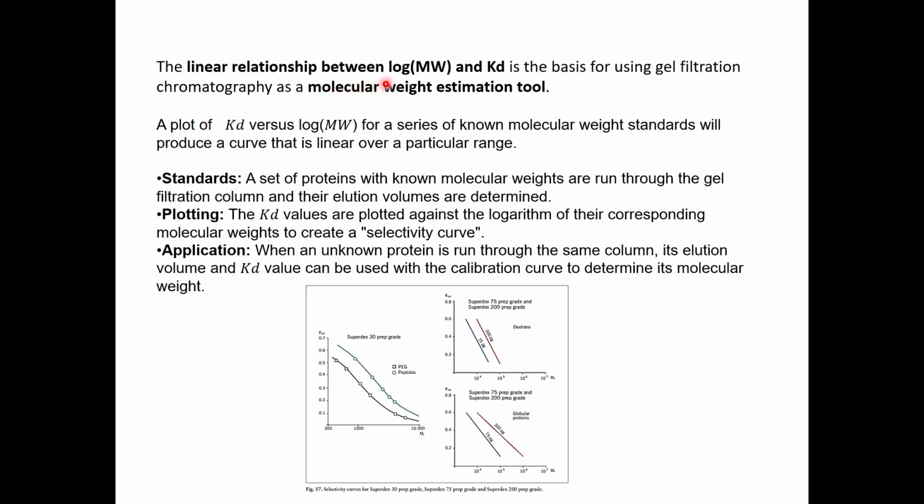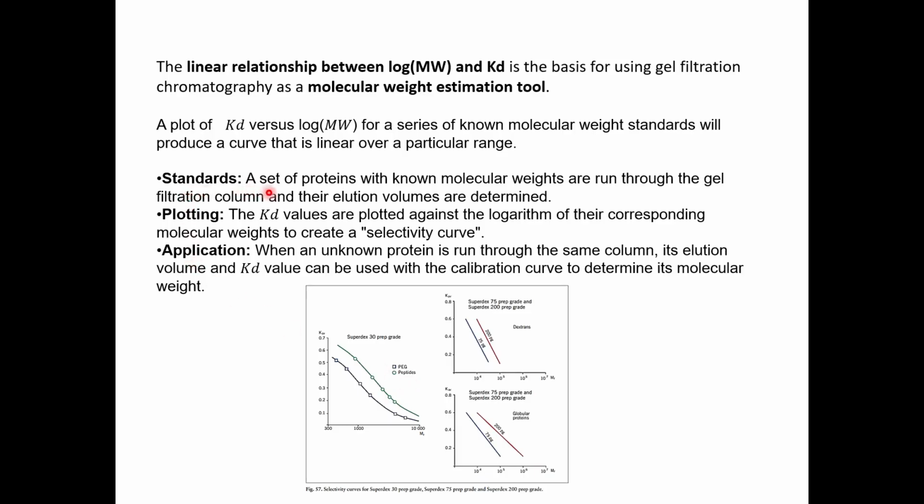The linear relationship between the log molecular weight and KD is the basis for using gel filtration chromatography as a molecular weight estimation tool. A plot of KD versus log molecular weight for a series of known standards will produce a graph that is linear over a particular range. You can see here that the graph goes somewhat sigmoidal, but in a particular range it is linear, and you can use that range to find out your unknown.